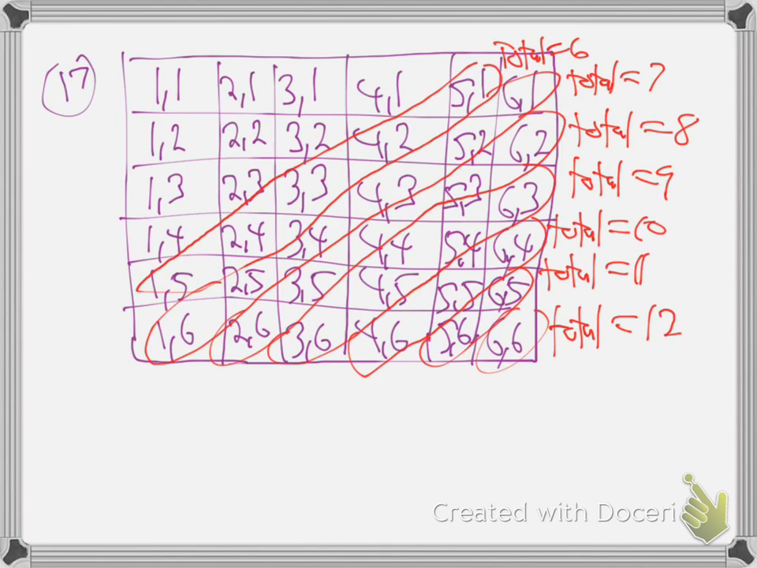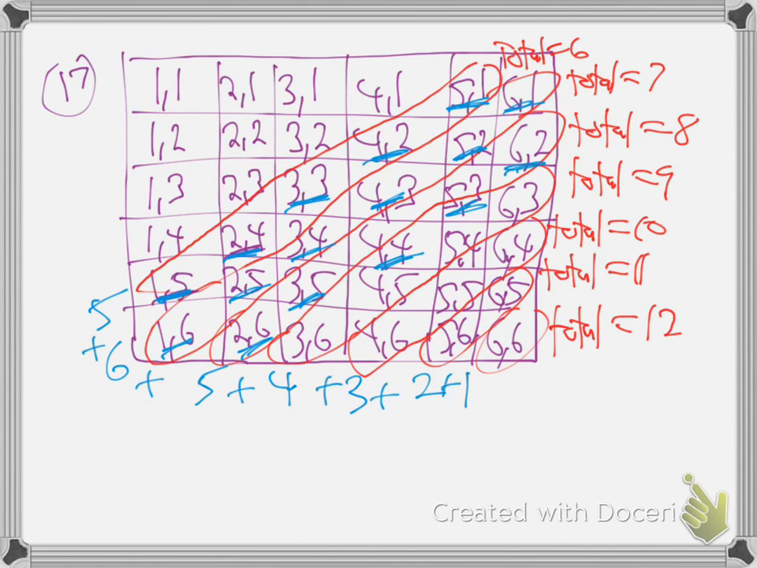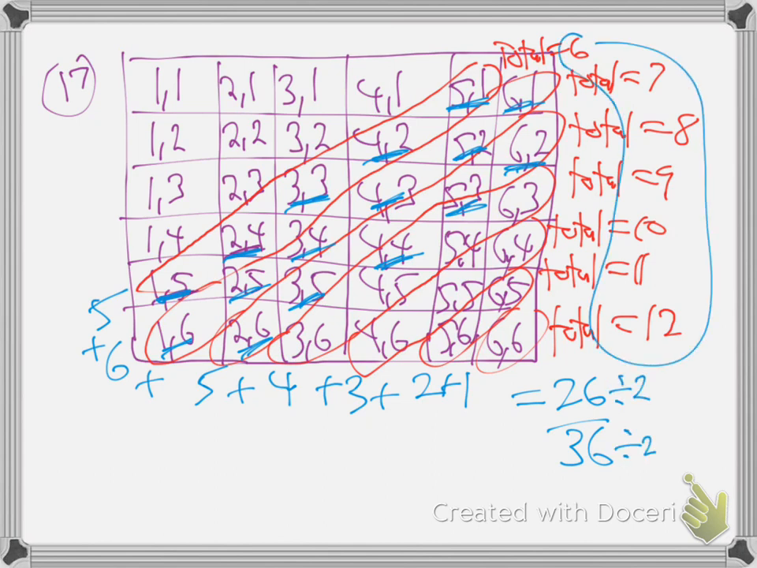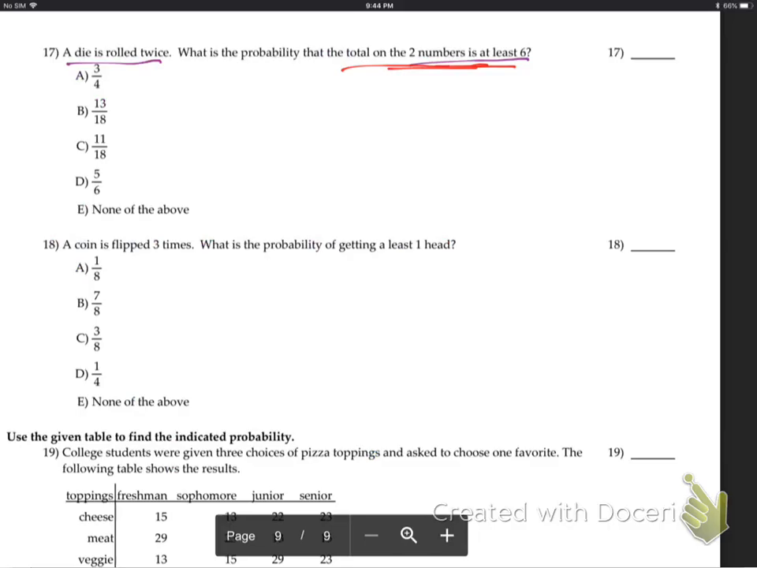So there they all are. Now, out of the 36 different squares, how many squares do we have there? One, two, three, four, five boxes there. Six boxes down the main diagonal. And then five boxes here. And then four boxes down this diagonal, three boxes here, two and one. Add all those up, you get 26 boxes out of 36 boxes total that have six or more on the dice. Reduce that, divide top and bottom by two: 13/18. That's the probability. That's answer B. All right, let's do number 18 now.